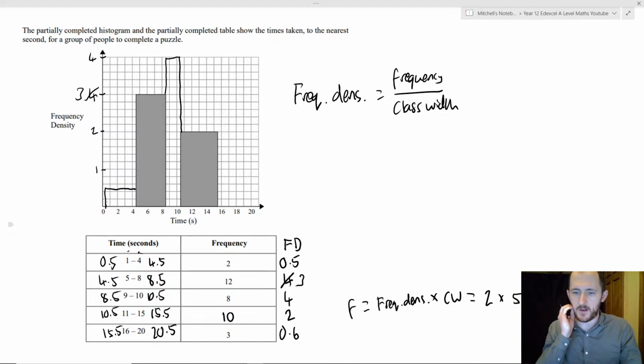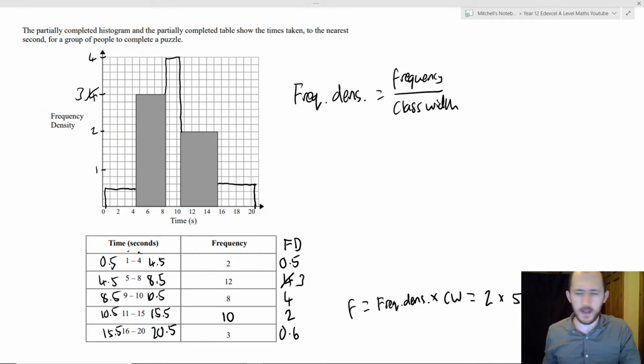So that one there, and the last one's 15.5 to 20.5. So that'll be all the way up to the end here, and that should be 0.6. So 2, 4, 6. Like that. And that is how you complete the histogram for that one.